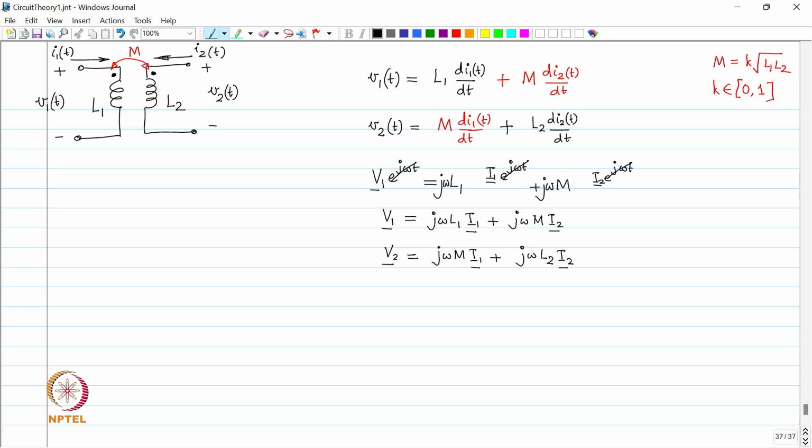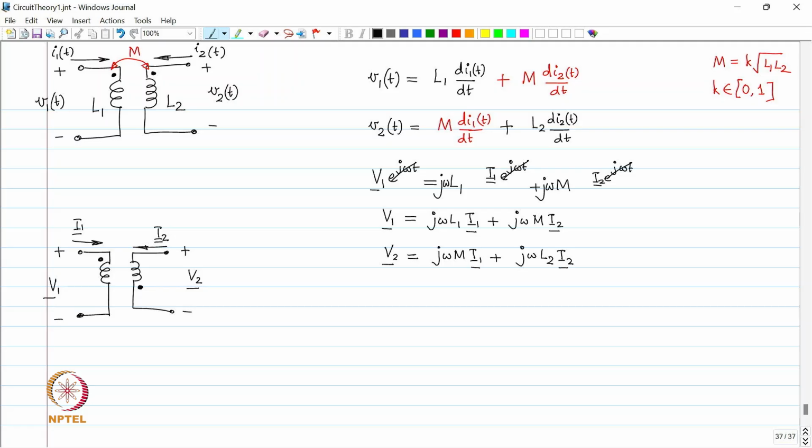What if I did this? What if I put the dots the other way? Now, what is going to happen? In place of m, you will have minus m. Why do you say so?